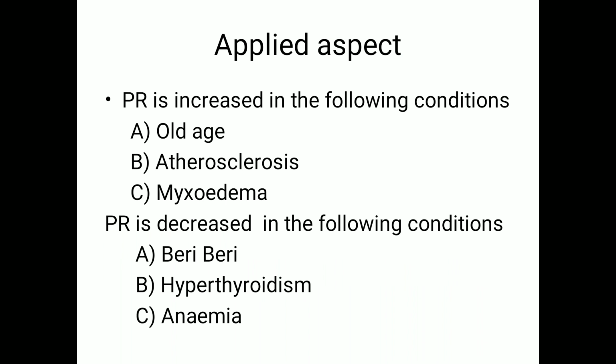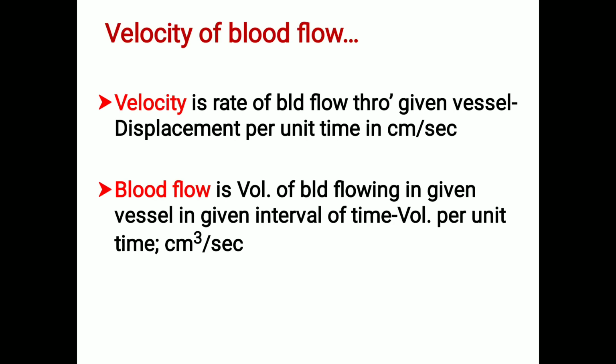So the applied aspect, we have already seen in the last class. The peripheral resistance is increased in the following factors or conditions: viscosity, atherosclerosis, myxedema. It is decreased in beriberi, hyperthyroidism and anemia. So all this is a most important question: define peripheral resistance and what are the factors on which resistance depends. And the applied aspect also you need to write.